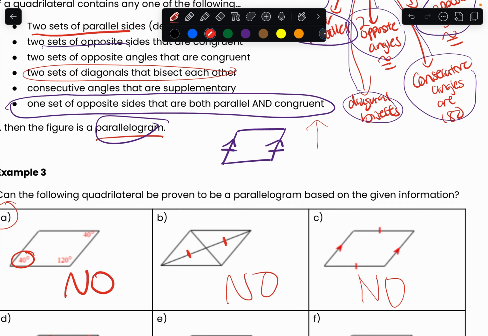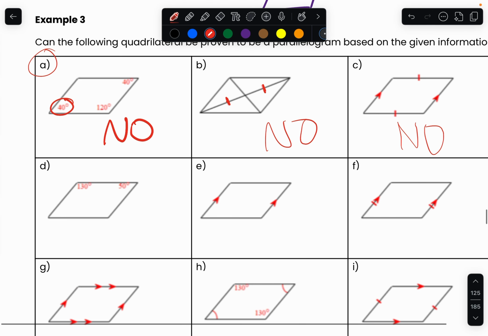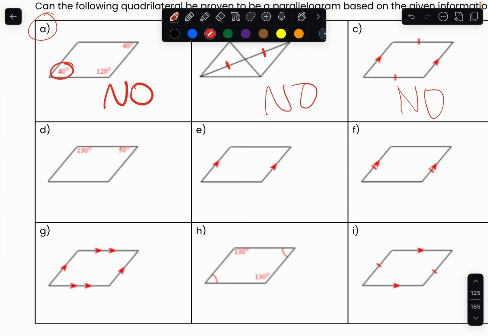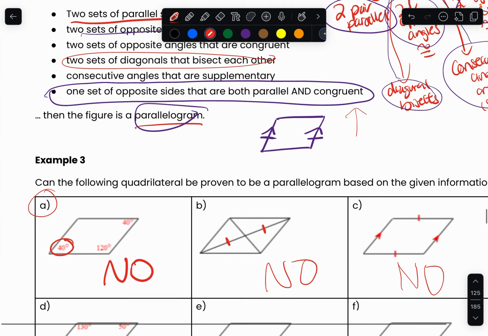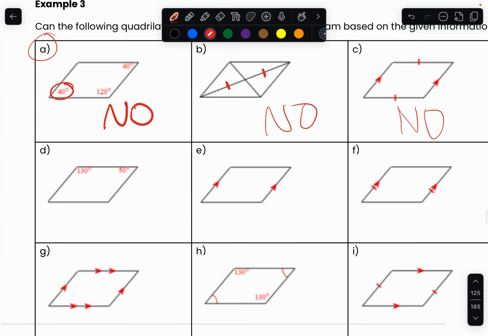Okay. Now let's look at the next one. We're actually only going to go over one very confusing one, and then we're not going to go over the rest because it's kind of the same steps, okay? So let's take a look at this one. Now the biggest mistake made right here is that students look at this and think, well, these two add up to 180, so therefore this is a parallelogram. However, this is not true.